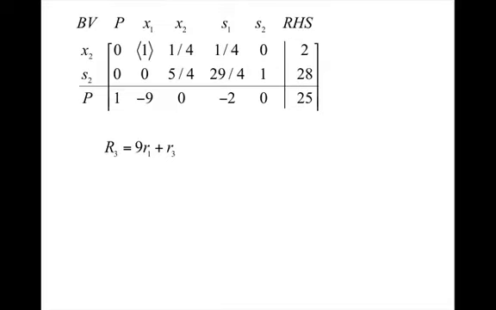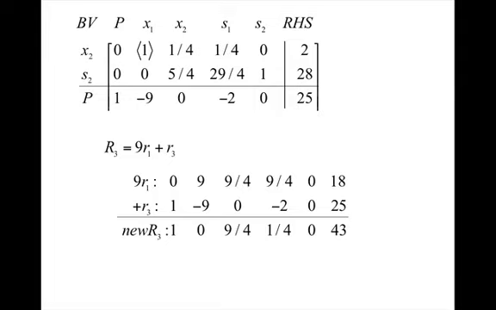Now my row 3 is 9 times row 1 plus row 3. So 9 times row 1 gives me 0, 9, 9/4, 9/4, 0, and 18. I'm going to add this to row 3 to get my new row 3.